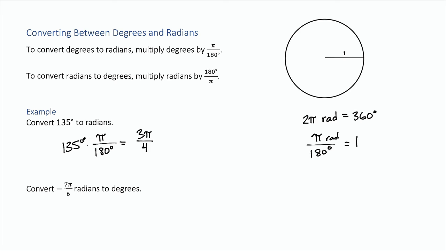Note that the degree symbol, that unit, has canceled here. And so we have 3 pi divided by 4. Because there's no unit stated here, we know it's in radians since we're talking about an angle measurement.